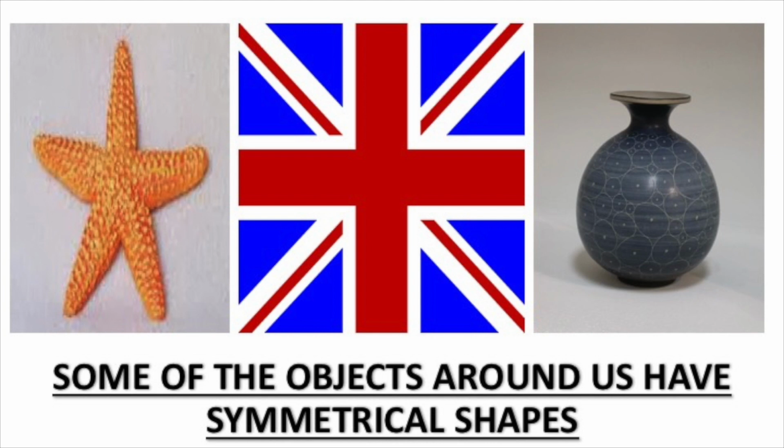Some of the objects around us have symmetrical shapes. Yes. Such as the TV screen we are looking at now. If you draw a line down the center of the TV screen, will it look the same on both sides? Yes. So therefore, the TV screen is symmetrical.